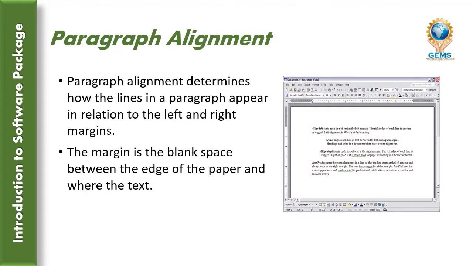So next one is paragraph alignment. Paragraph alignment determines how lines in a paragraph appear in relation to the left and the right margin. The margin is the blank space between the edge of the paper and where the text starts. You can see this image. It shows paragraph alignment, which determines how the lines in a paragraph appear in relation to the left and right margin.